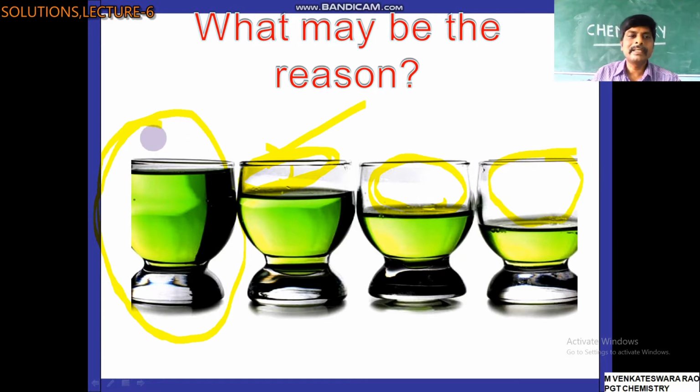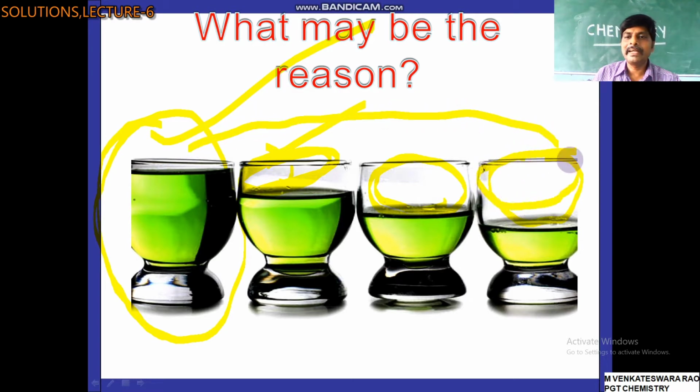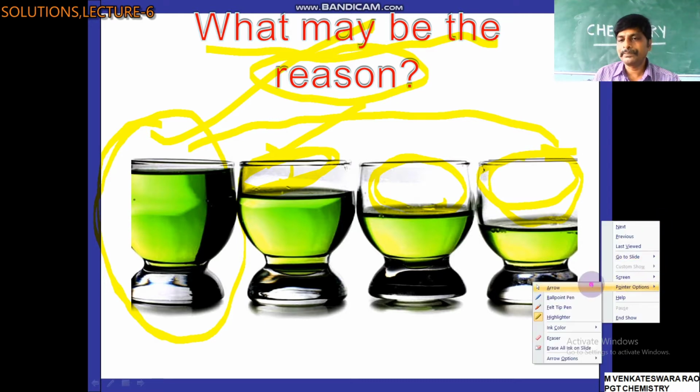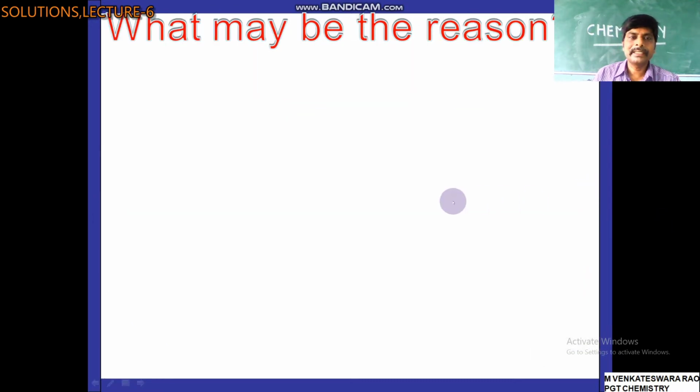That means from this to this, from this to this, there is a decrease in the level of this liquid, even though it is kept in a dark medium in a closed atmosphere. Why? What may be the reason for this decrease in the level of liquid? So, one more example we will see.